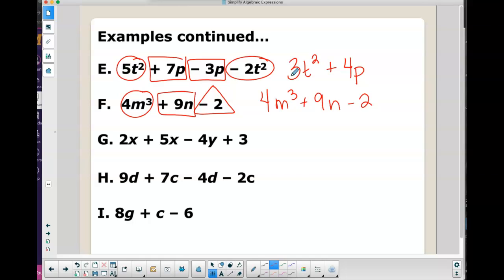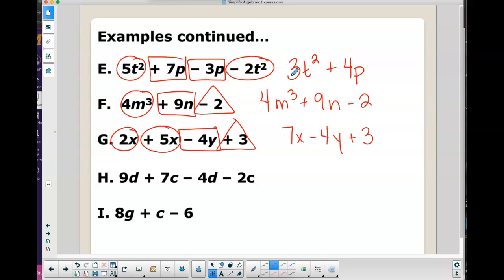Okay, letter G. Savannah, go ahead. 7x minus 4y plus 3. Perfect. 7x minus 4y plus 3. Because 2x plus 5x is 7x. I had to put minus 4y because there's nothing else to go with it, and there was a minus sign there, so that stays with it. And then plus 3.